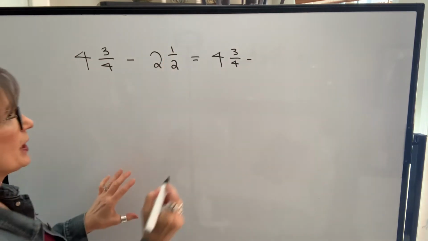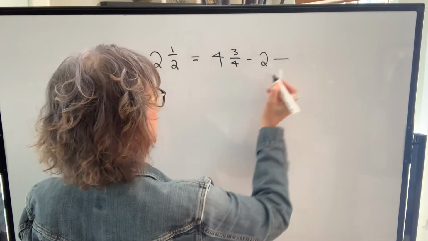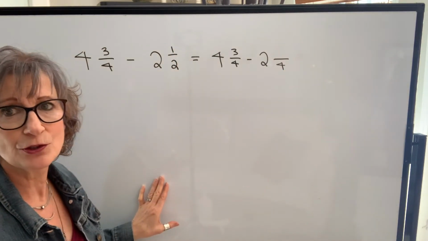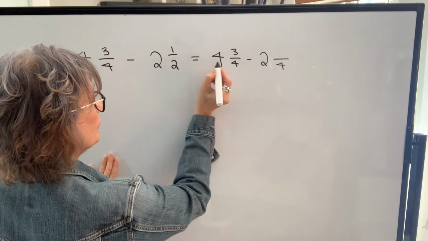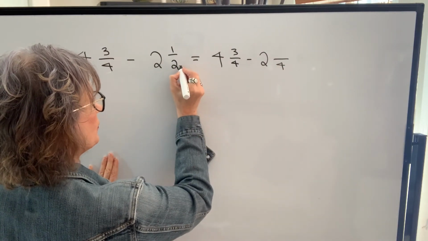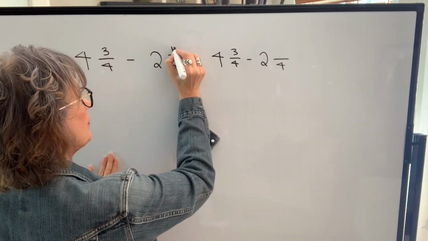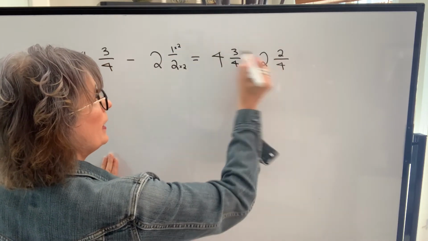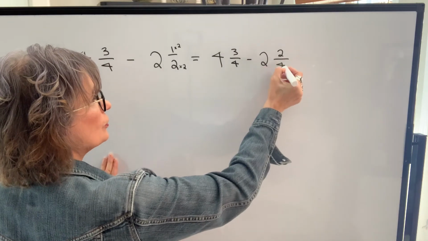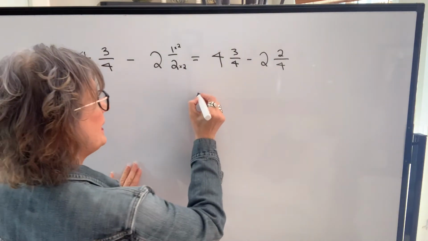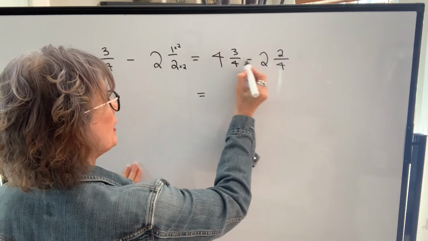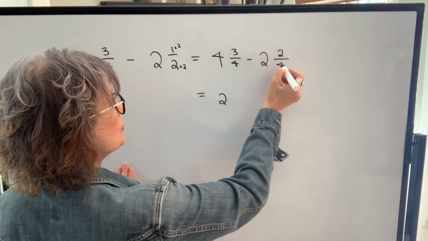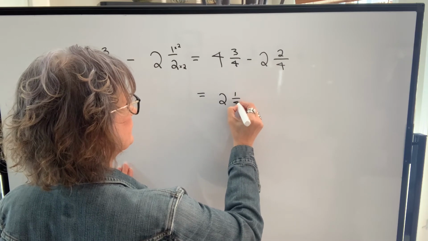This I'm going to express as 2, and I need to express 1/2 as so many fourths. In order to do that, I change to an equivalent fraction with 4 as the denominator by multiplying 2 by 2, and then I multiply the numerator by 2 as well. So 2 1/2 will be equivalent to 2 2/4. Now I can subtract: 4 minus 2 will be 2. Then 3/4 minus 2/4 is 1/4.